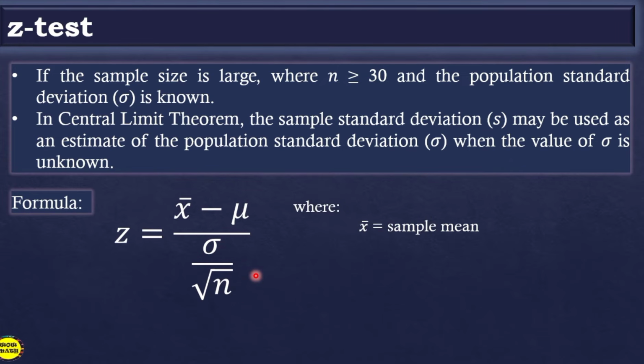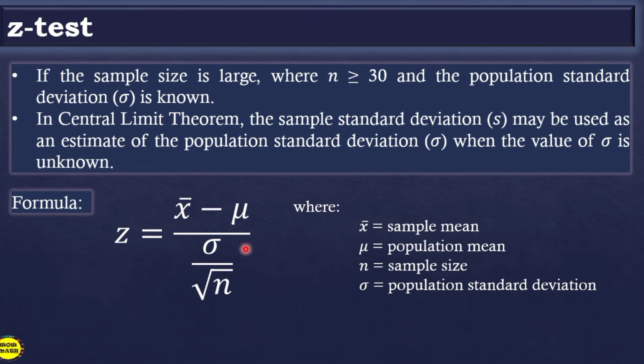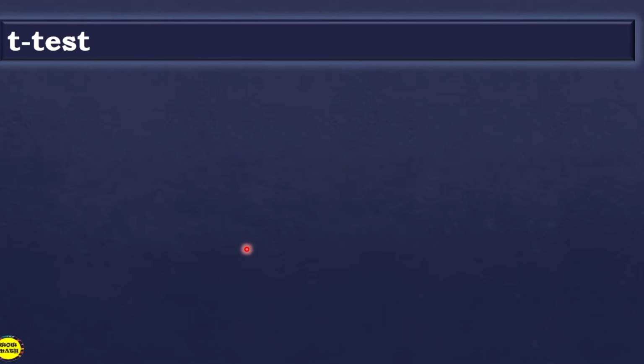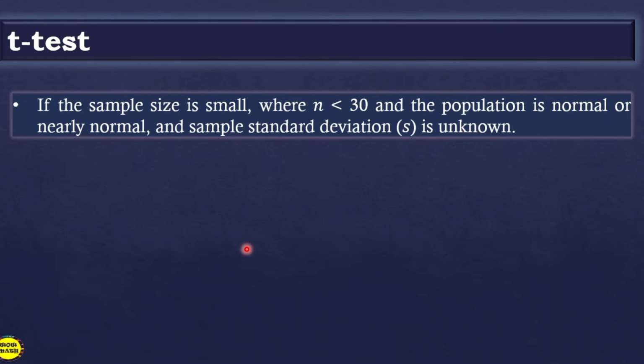Where x bar is the sample mean, mu is the population mean, n is the sample size, and this one is the population standard deviation. Okay, so let's try. Another is the t-test. By the way, class, in this topic, in test statistics, there are two specific tests. In hypothesis testing, ang gagamitin lang natin is c-test and t-test.